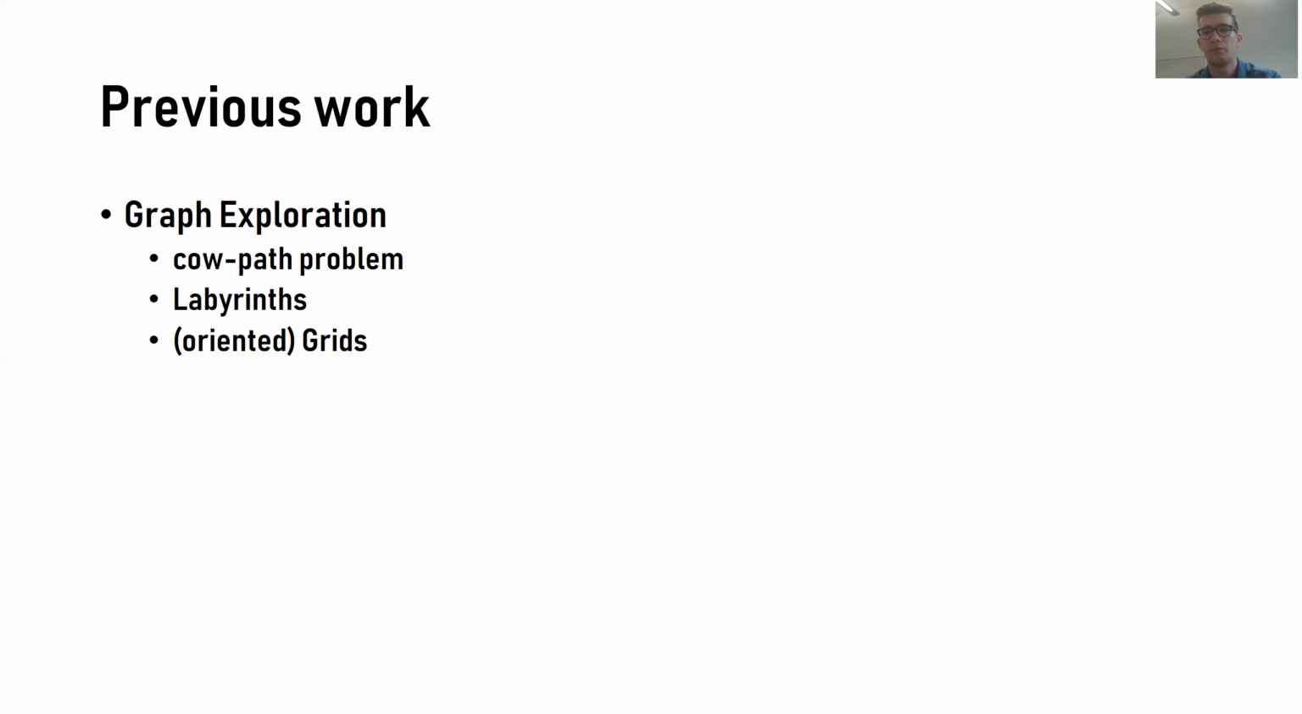Now let me quickly mention some previous work on this and related topics. In the context of exploring things, there has been work on graph exploration, so general graphs. Some of you might have heard of the cow path problem, which is basically exploring a line. However, there it's done by a Turing machine. There has been work on exploring labyrinths, which are grids where certain cells are blocked. And finally, related to our work, there has also been work on trying to explore oriented grids.